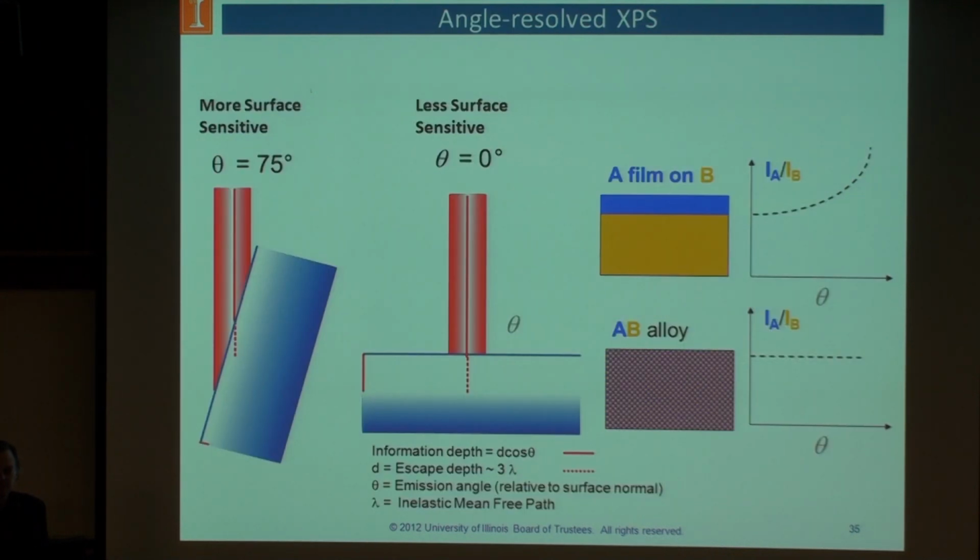Okay, so if you have optics in your analyzer that allow you to do so, what you would do now is change the angle of your sample, and then, provided you can collect a narrow enough solid angle of electron emission, you can actually vary the sampling depth of your material. And you can do an experiment that is known as angle-resolved XPS. Let's say we have a film A on B. As we increase our emission angle, we should see an increase of the signal of A with respect to B, and become more sensitive to the A signal. If we had an alloy that is a uniform homogeneous mixture, we would expect no change.